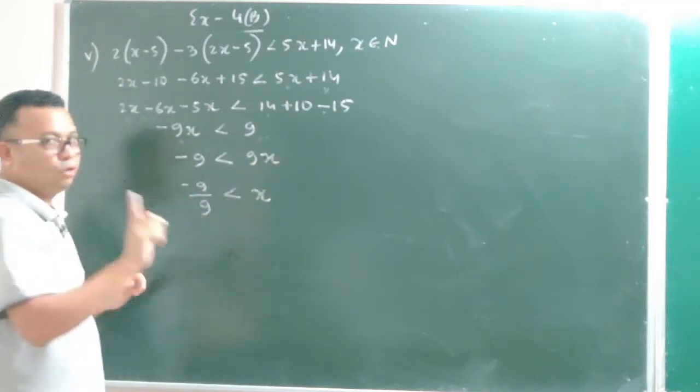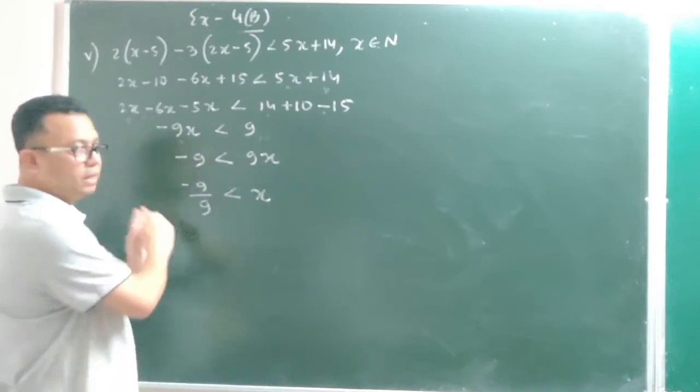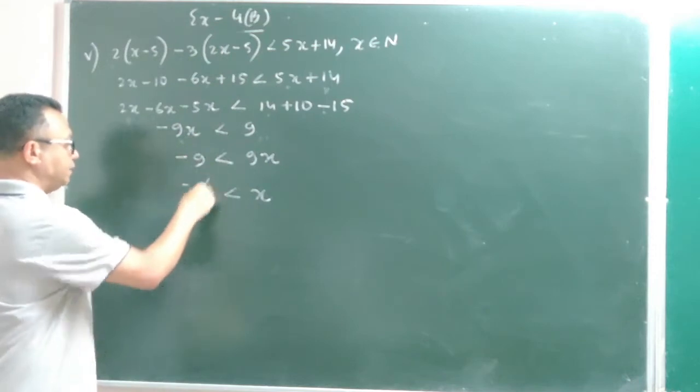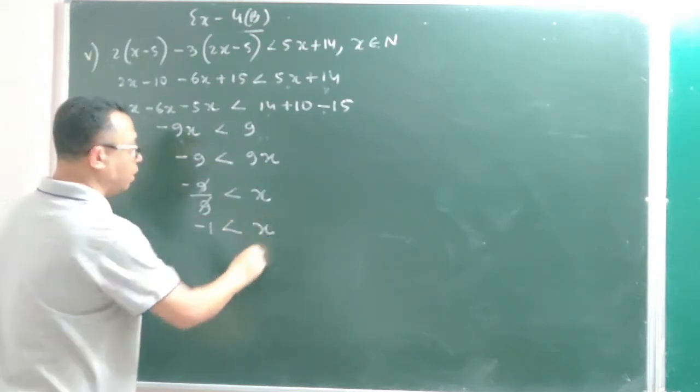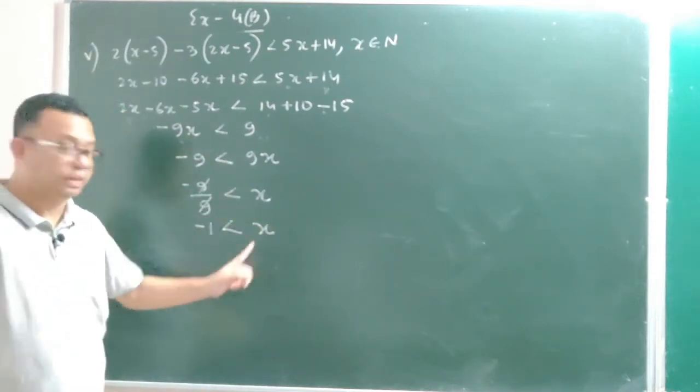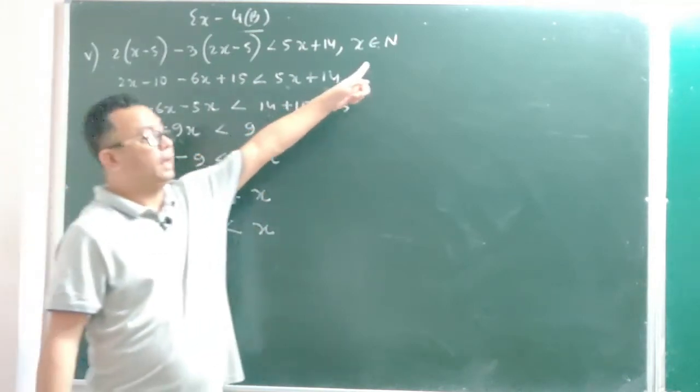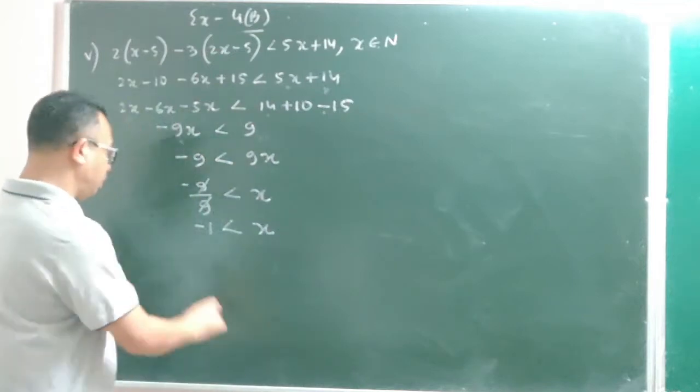Here you are, x. And don't forget that it is not necessary that x should always be on the left side. x can be on the right side as well as on the left side. Here, doesn't matter. So as I cancel it, there you are. You have now minus 1 less than x. We will say x is greater than minus 1. x is belonging to natural number.